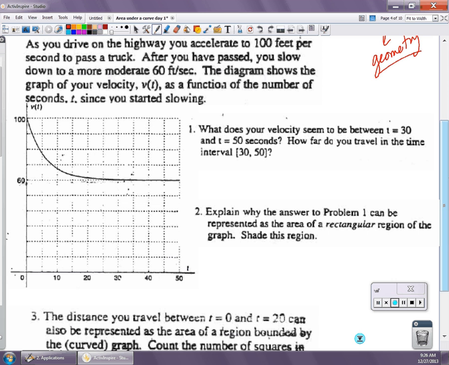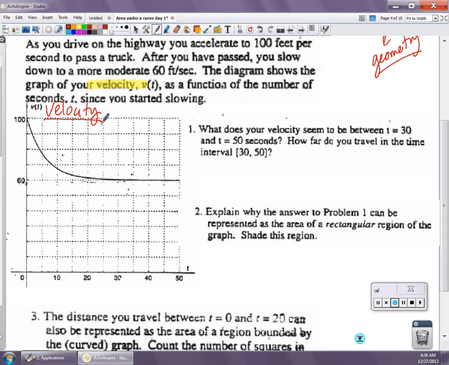In this problem, as you drive on the highway, you accelerate to 100 feet per second to pass a truck. After you've passed, you slow down to a more moderate 60 feet per second. The diagram shows the graph of your velocity. So the first thing we want to pay attention to is that the graph that's been given is a velocity graph, and even though it's written as v of t, just make sure your brain understands that this is a velocity graph.